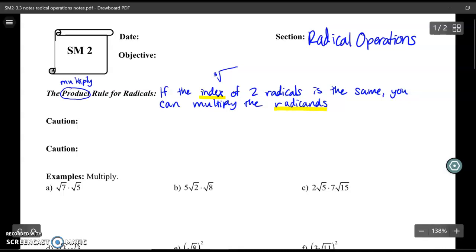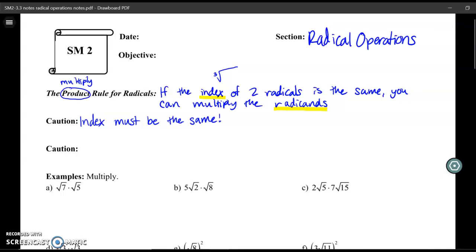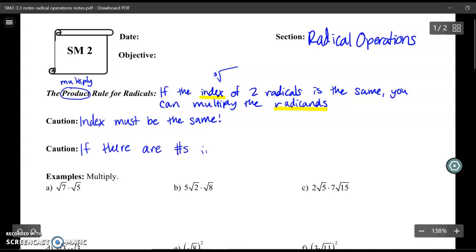Okay, a couple things to remember: the index must be the same. So you can't combine radicals that have an index of 3 and an index of 2. The index must be the same. And the other thing to remember is that if there are numbers in front of the radical, you multiply those together too.